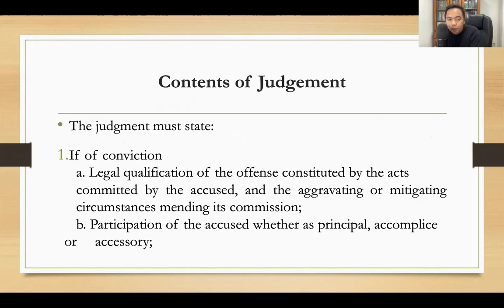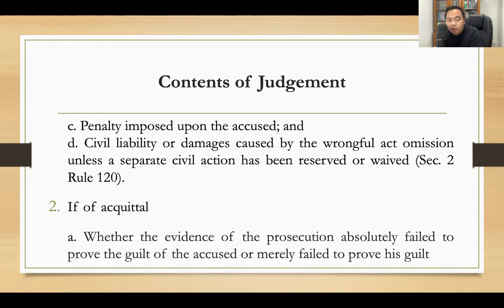If the accused is convicted, then the legal qualification of the offense constituted by the acts committed by the accused and the aggravating or mitigating circumstances attending its commission. The participation of the accused, whether as principal, accomplice, or accessory. The penalty imposed upon the accused and the civil liability or damages caused by the wrongful act or omission, unless a separate civil action has been reserved or waived.